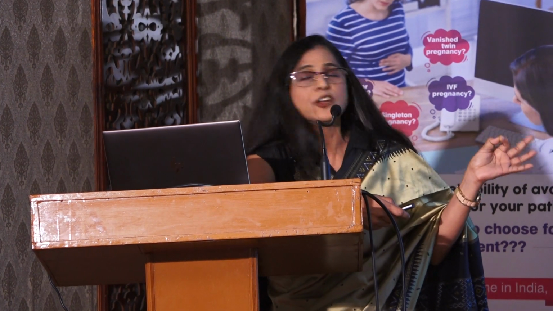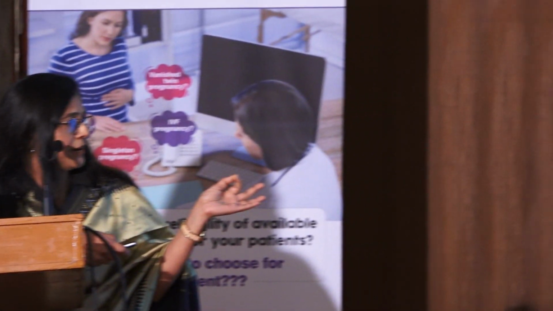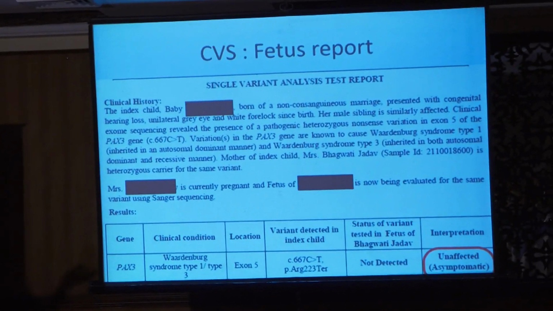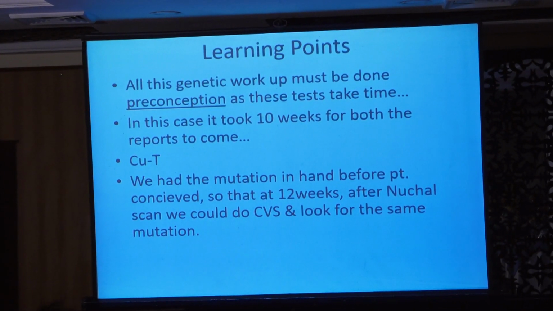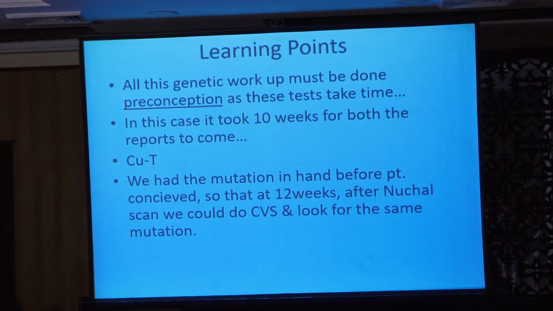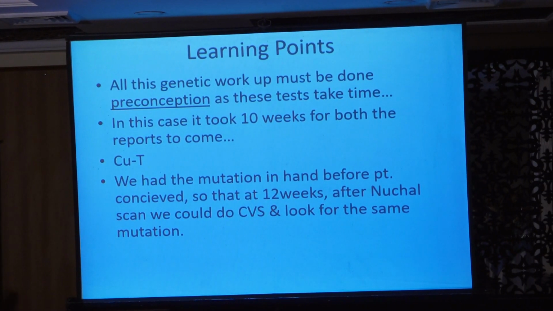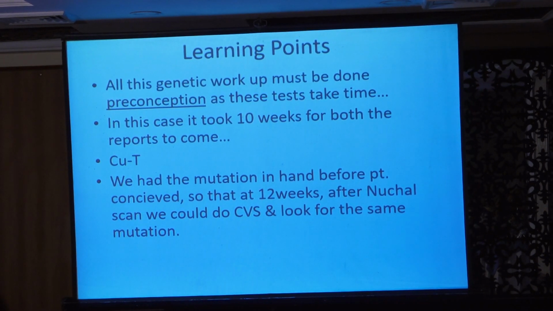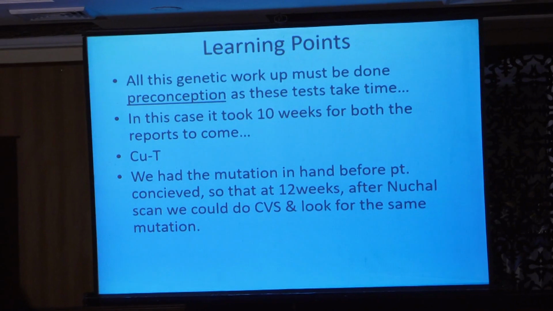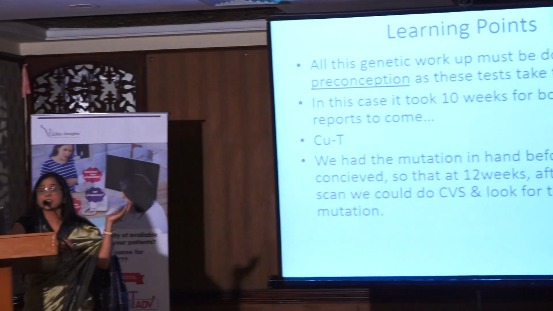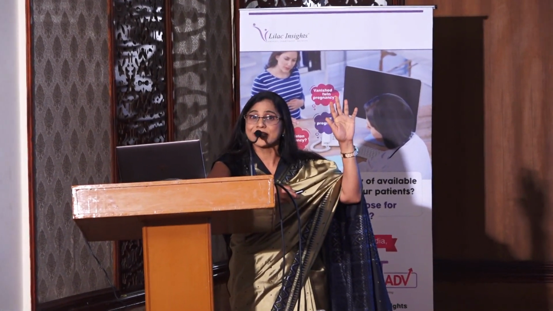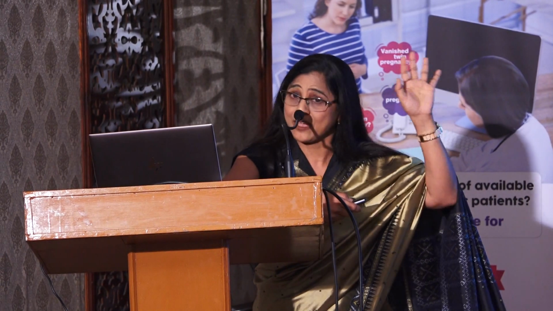They were fortunate that this fetus sample did not show the presence of the same genetic mutation for Waardenburg syndrome, and so the patient has now reached almost 20 weeks of pregnancy, and their baby is doing well. Now, the learning point, again, what I want to highlight here, is that all these genetic tests take a long time, right? The first mutation took almost 6 weeks. Then again, testing the mother took 4 weeks. So we took 10 weeks just to confirm that both mother and baby have the genetic mutation.